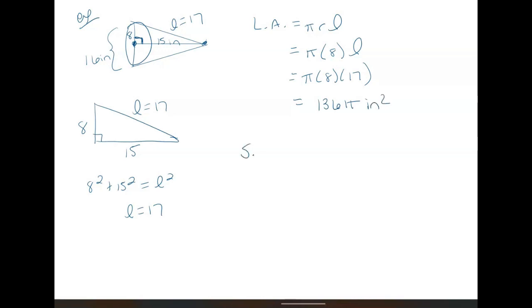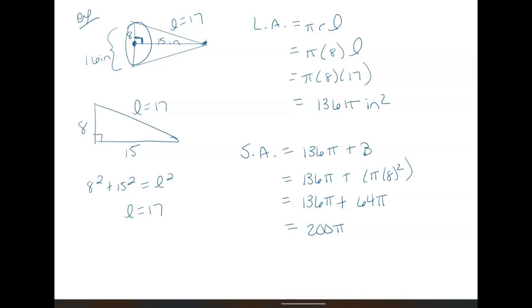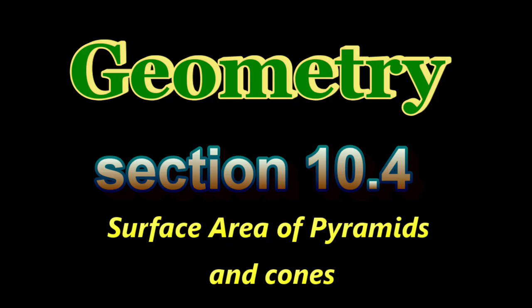And then if I use that to find my surface area, this is 136 pi plus the area of the base. The area of the base is pi r squared, which was 8, quantity squared. So that's 136 pi plus 64 pi, giving me a total of 200 pi inches squared. And then if you wanted to multiply that out, you would get approximately 628.